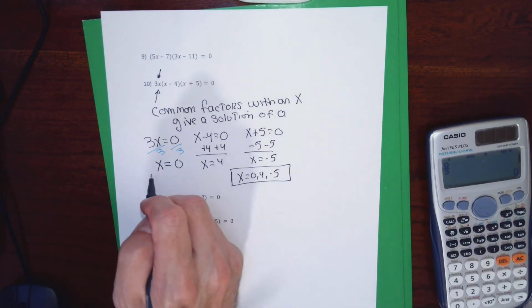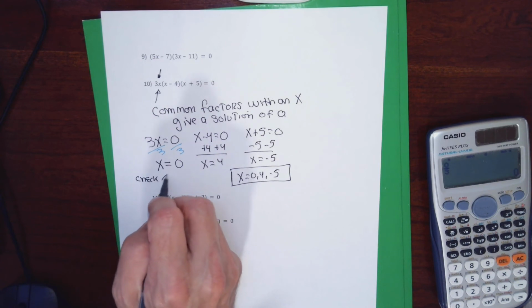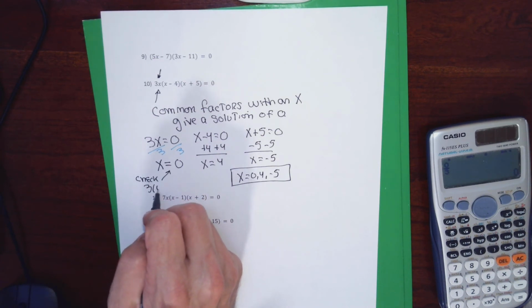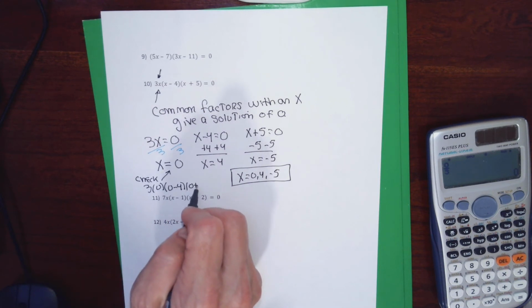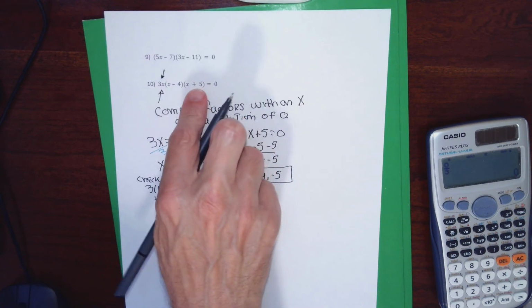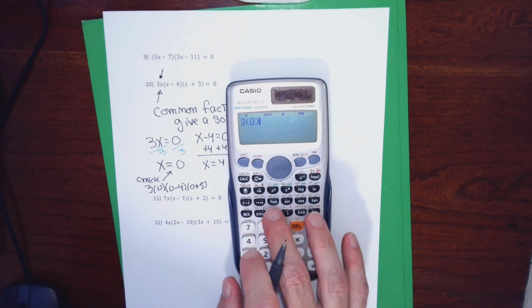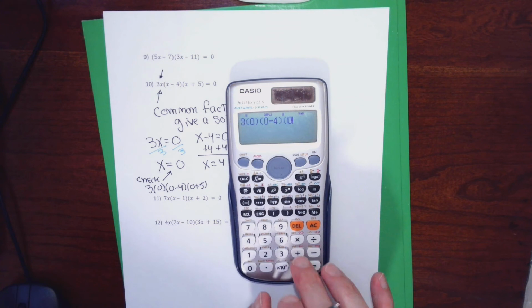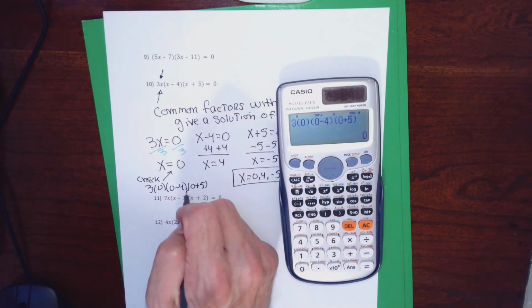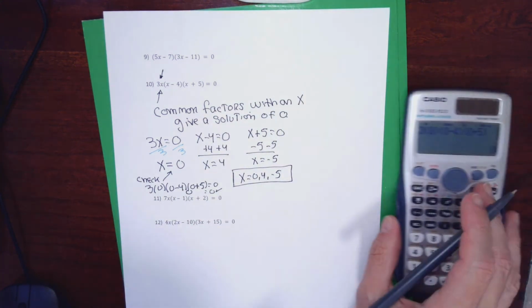Let me show you that the 0 checks. To check the 0, I'd go 3 times 0 times 0 minus 4 times 0 plus 5, changing each of the x's in problem 10 to 0. So 3 times 0 times 0 minus 4 times 0 plus 5, and you get 0 when you plug it in, and because the right side is already 0, I know that checks. The 4 and the negative 5 will also check.